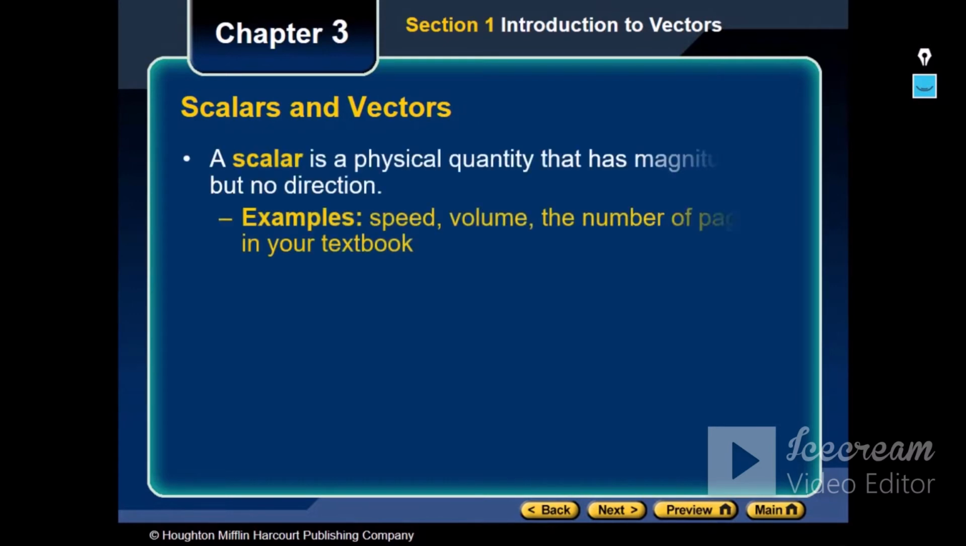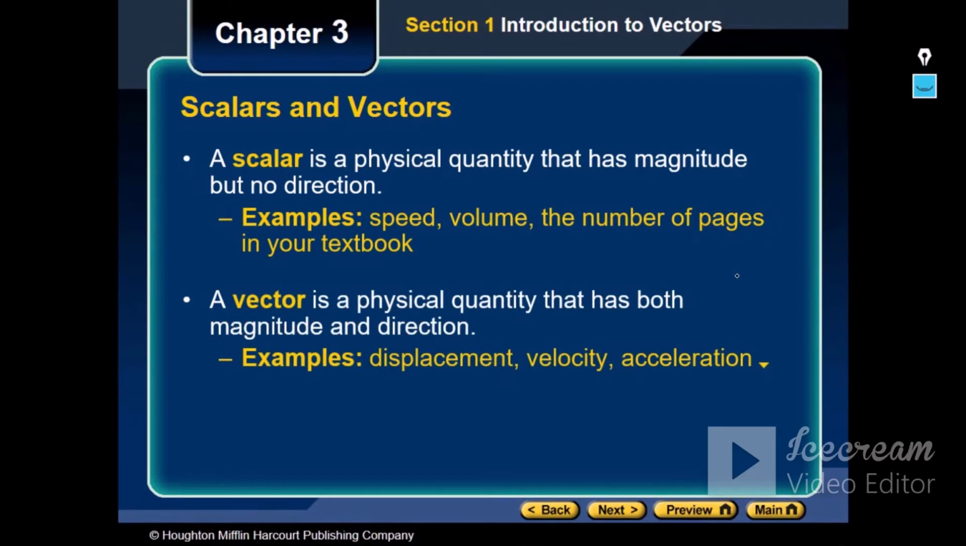At the beginning, a scalar is a physical quantity that has a magnitude but no direction. We have just magnitude. It is a numerical quantity, we have just numbers. We don't need any direction to explain this quantity, like time, like speed, like the number of your book. When we are talking about numbers, we are talking about magnitude, we are talking about a scalar quantity. But on the other hand, for a vector, we have both of them.